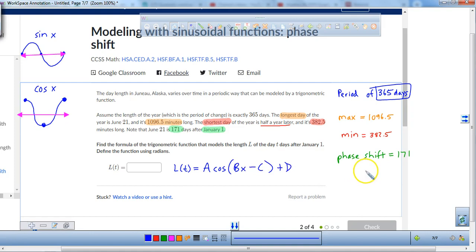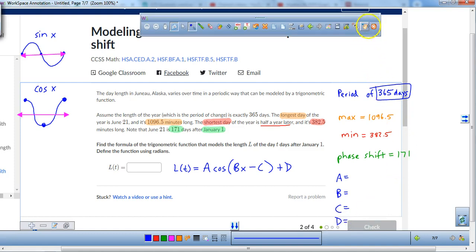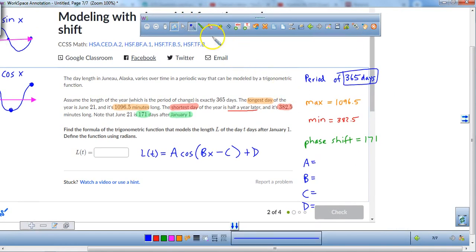Now, the first thing I like to do when I'm solving these problems is basically just find the midline and find the amplitude. So the absolute value of the a value is the amplitude, and our d value is our midline. So that's what we're going to be finding first. First, we're going to find our amplitude. All we got to do is find this gap, we'll put G, A, P. Find the difference between 1096.5 and 382.5. Subtract those.